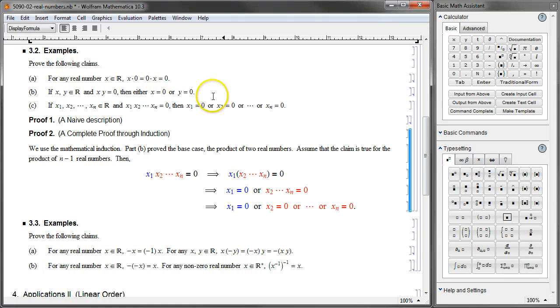Well, the base case is done. And then if you have n numbers, then you can factor out the first number and then the other numbers. Either the first number is 0 or the product of the other numbers is 0. And the red part, you can use the inductive hypothesis because there are this time n minus 1 numbers. By inductive hypothesis, one of them has to be 0, so we get this red part. Conclusion: either the first factor is 0, or the second factor is 0, or the third factor is 0, or the last factor is 0.